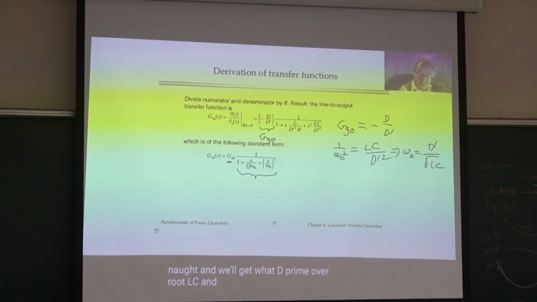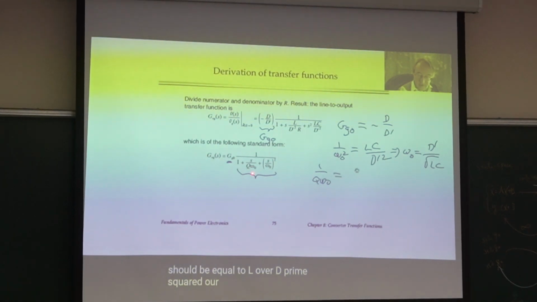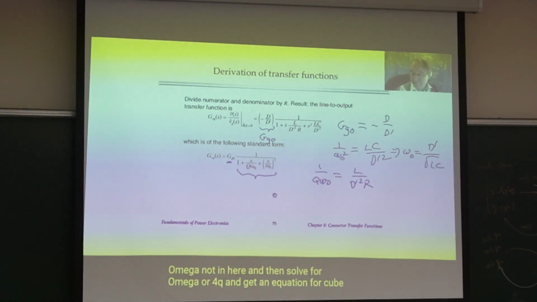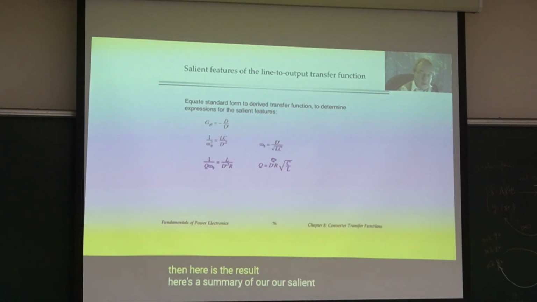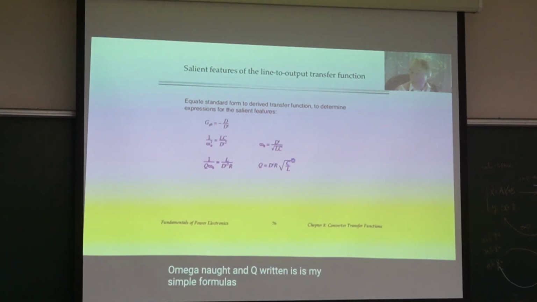You can calculate omega 0 as D prime over the square root of LC from the relationship. And then finally, you can also calculate Q. The coefficient of the first power of s would be 1 over Q omega naught in our standard form. That should be equal to L over D prime squared R. So you can set this one equal to this one, plug in the expression for omega naught, solve for Q, and get an equation for Q. So you can obtain Q. Here's a summary of our salient feature expressions. So we have G0, omega naught, and Q written as nice simple formulas.